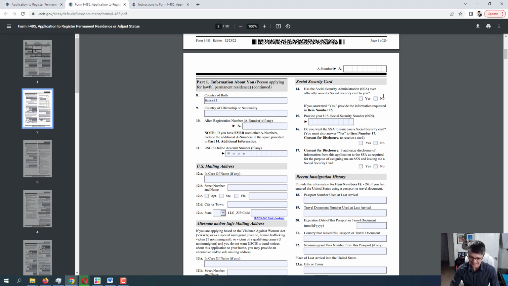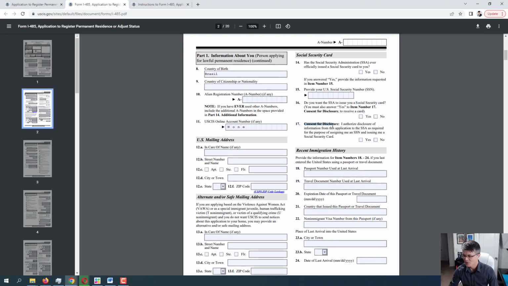Most likely it did. If you're applying for a green card, then most likely you were already here on a certain status that at least allowed you to work. So yes, no, again, social security number, if you have it, you're going to put it here. Do you want the SSA to issue you a social security card? If you've never had it done yet, obviously you're saying yes, because of course you do want the social security card. Consent for disclosure: I authorize disclosure of information from this application to the SSA, which is necessary in order for SSA to issue you the social security card.